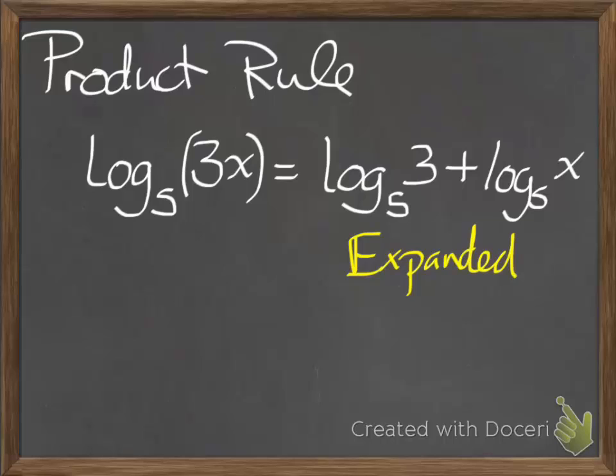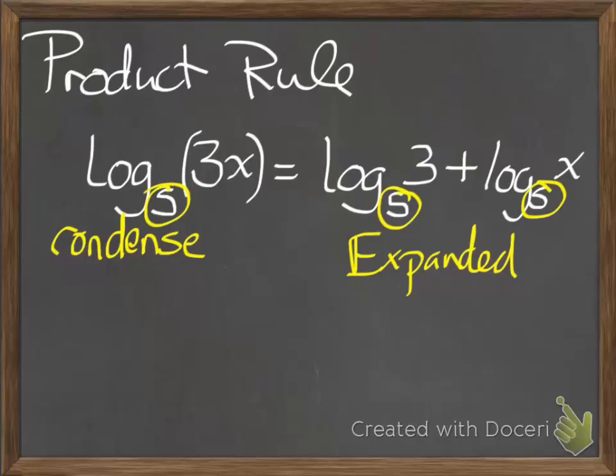This is the condensed form. So the expanded form is when we separate everything apart. The condensed is when you have one log, just one log, and everything else is spread apart. Remember, they had the same base because this number matches. That's important. That number has to match all the way across. The quotient.